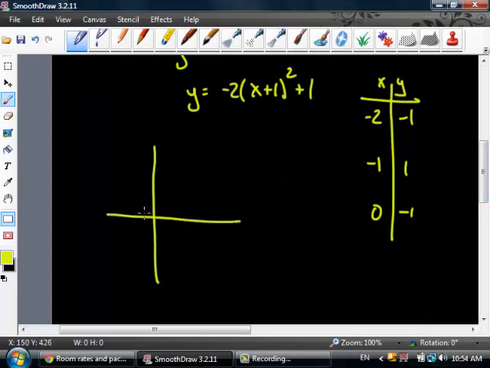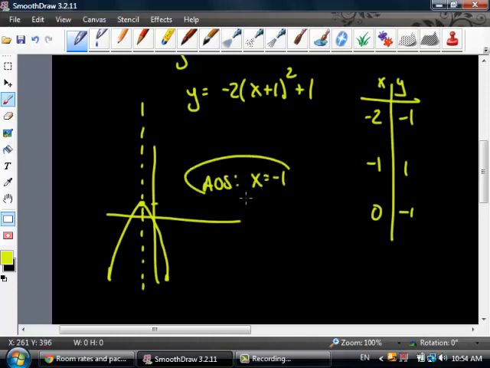You graph this thing. Its vertex is -1, 1. It's upside down. Axis of symmetry. What is the equation of the axis of symmetry? Michael. This was -1. Done and done.